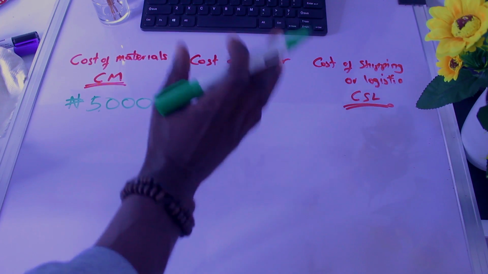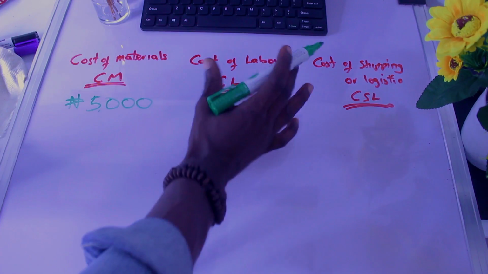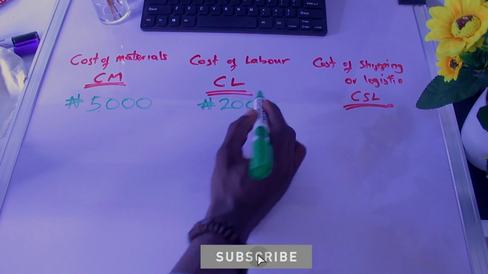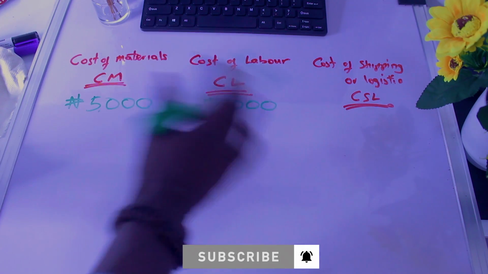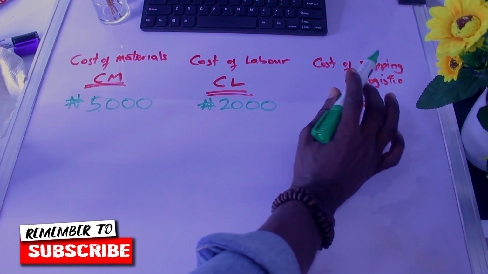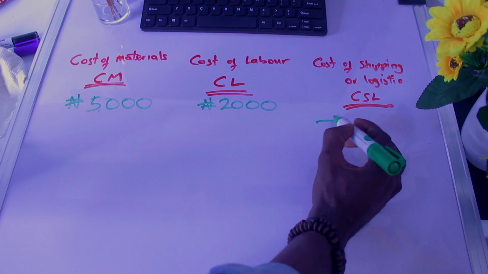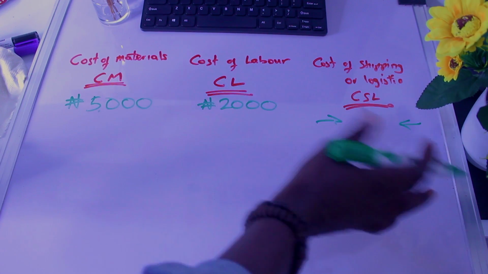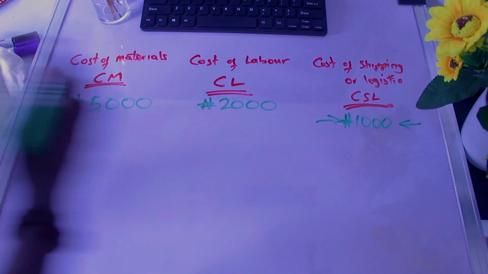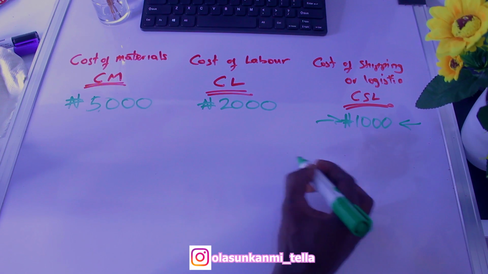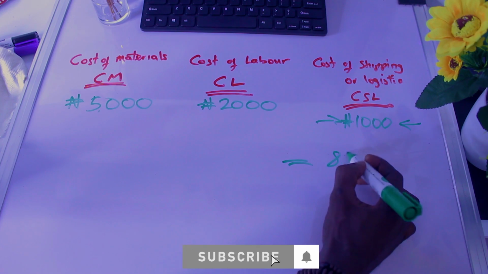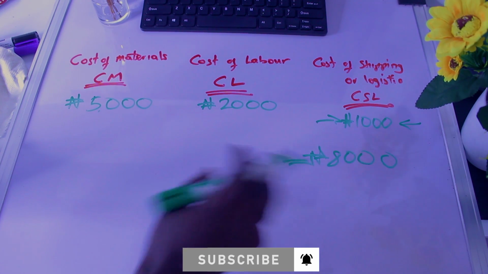So the cost of labor, how much are you paying for the workers, or how much is your own hourly rate? Let's say we're going to be using the number 2,000 naira also. This varies between individuals, so make sure you're using your own number. And the cost of shipping, which is transportation, going to and fro to get the materials, right? Let's say it's going to cost us 1,000 naira. I'm just going to write that there. So the total of your cost of material, cost of labor, and cost of shipping, you're going to calculate them together, which will be a total of 8,000 naira.